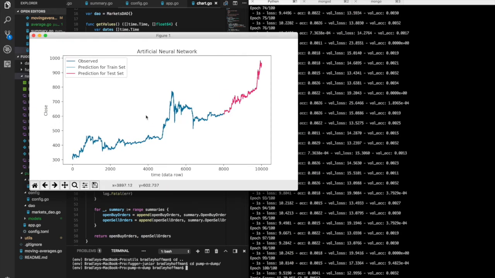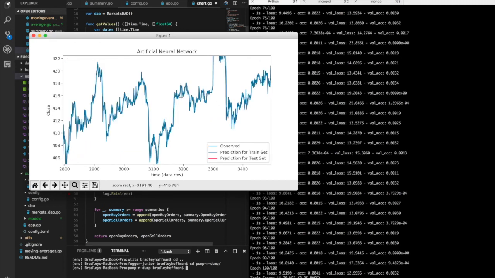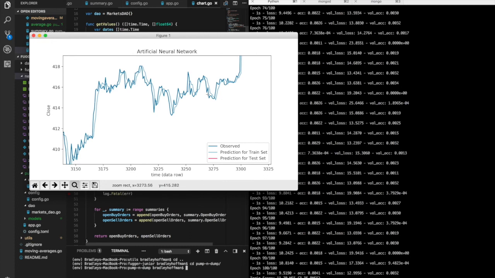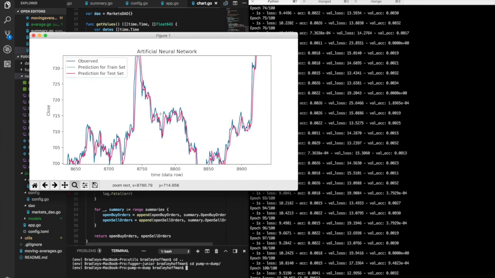And what you see here is an output of the current predictions. You can see the difference in the light blue and the dark blue. The dark blue is what was observed, and the light blue is what we predicted for our training set. Once the training was completed, we can see the prediction for our test set. They are somewhat correlated, but not completely.